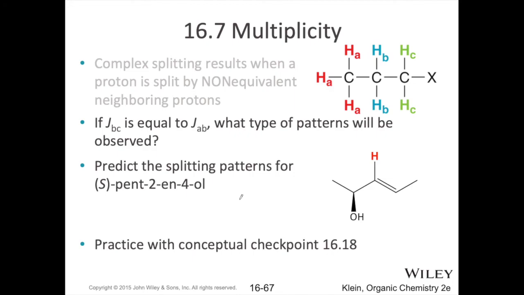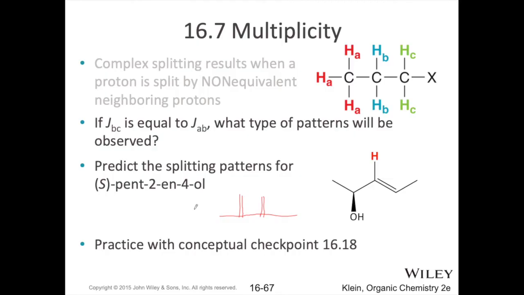If you want to see what that looks like, you would see a pair of doublets with a small coupling constant, and another pair of doublets with the same coupling constant, but the coupling constant between those two pairs is not the same. Something like that would probably be your peaks. So that's basically how you'd go about that.